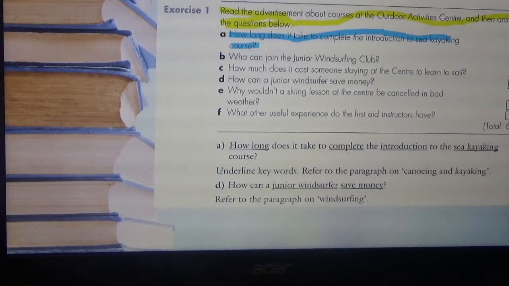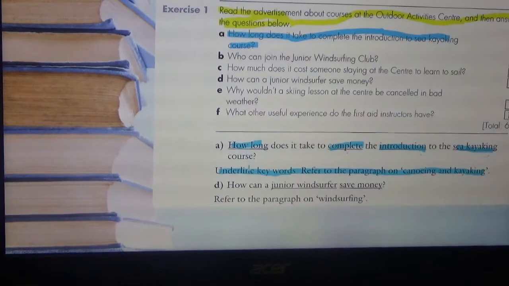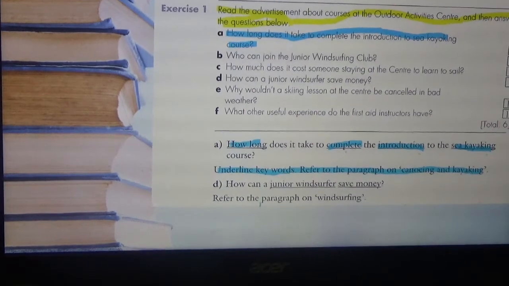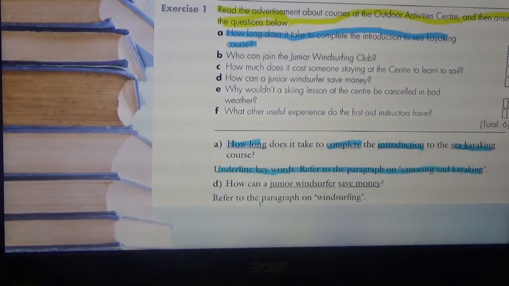Here you have the keywords. It says, underline the keywords, refer to the paragraph on canoeing and kayaking. How long is a keyword. Does it take to complete, it's a keyword. The introduction to the sea kayaking course. Okay, so the question is how long, right? Let's try to apply the question to the passage.